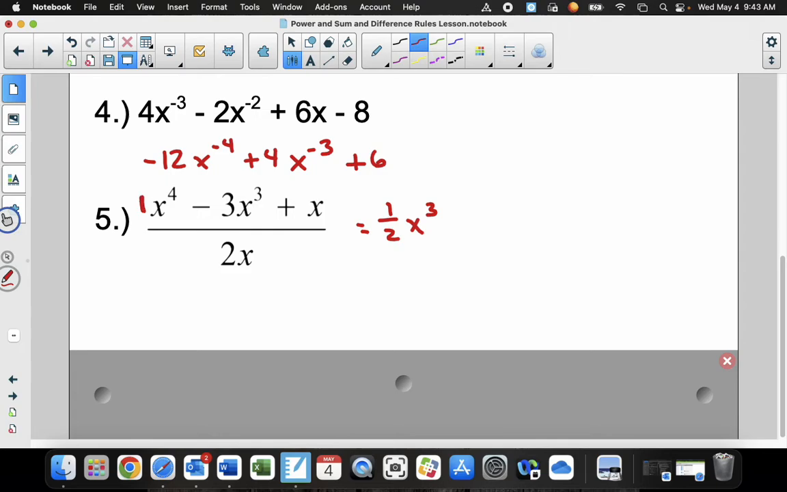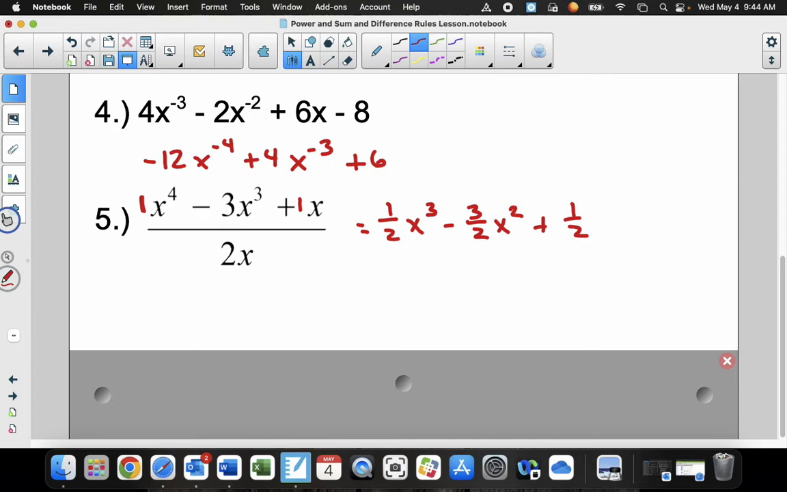That's where the 1/2 is coming from. Then if I divide the next term, that x will cancel one of those out. You're left with negative 3/2 x squared. And then if we go to the last one, the x's cancel out. There's still a 1 sitting here. So you're left with plus 1/2. These two are the exact same thing.